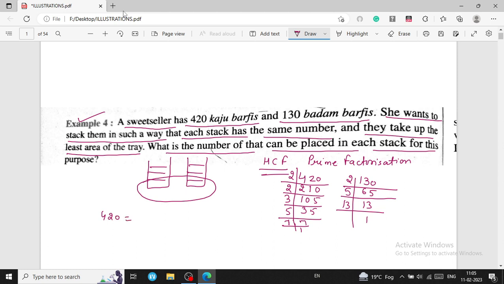420 is equal to 2 multiply 2 multiply 3 multiply 5 multiply 7. 130 is equal to 2 multiply 5 multiply 13. Out of these two, these two values will be taken as the common factor, that is 2 multiply 5, which is 10. So we can say that the number of items will be 10 in each stack for this purpose. This is your answer.